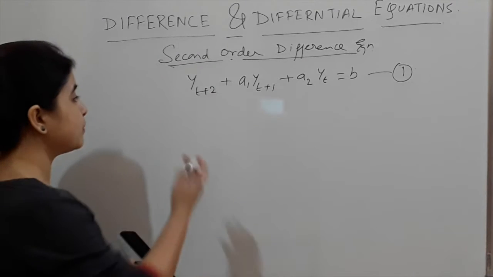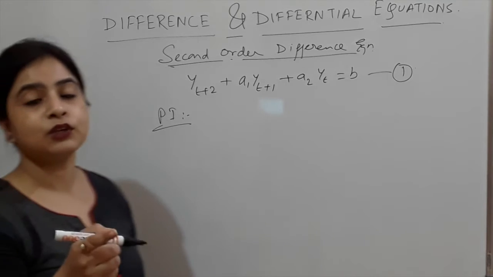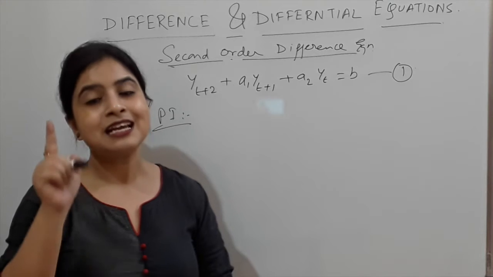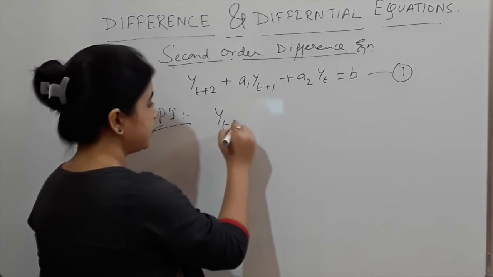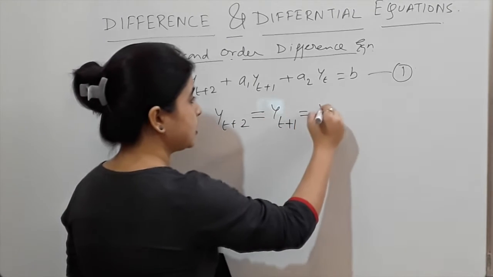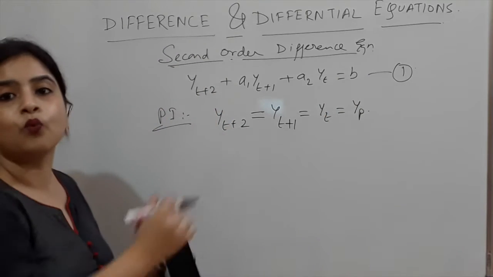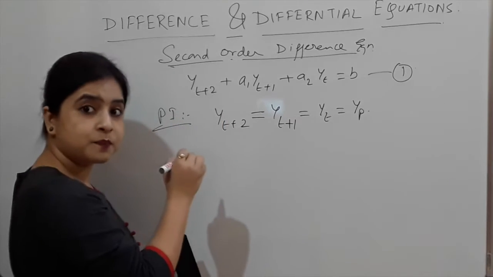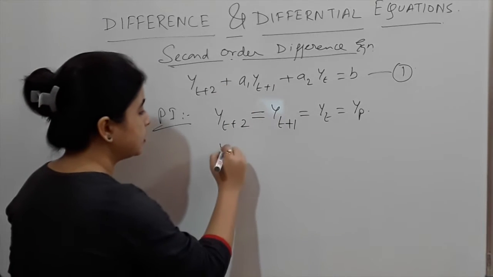So let's start by solving the particular integral. The particular integral provides us with the intertemporal solution, that's right, the stationary solution. For that, we will consider y_(t+2) to be equal to y_(t+1), which will be equal to y_t and ultimately equal to yp. Okay, so this is the thing that we require, and if we substitute this whole thing in equation number 1, what do we get?